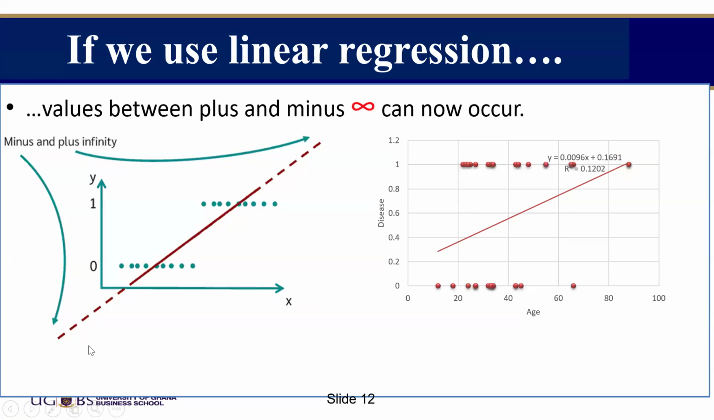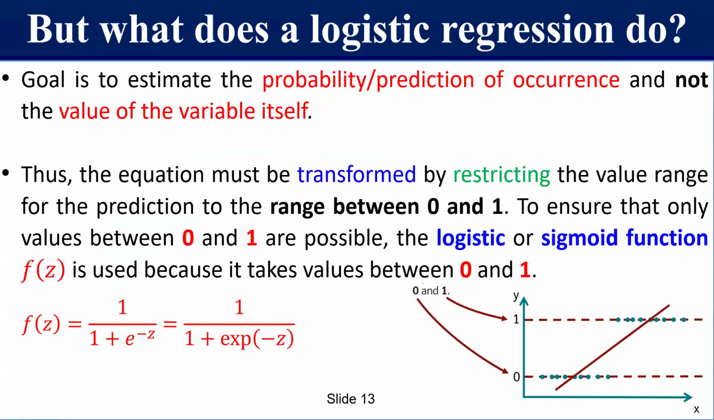So what does a logistic regression do now? It will estimate the probability of occurrence and not the value of the variable itself. In other words, unlike regression that will estimate, for example, quantity demanded if price is that, so we can normally do a prediction. In normal regression, we can do a prediction.